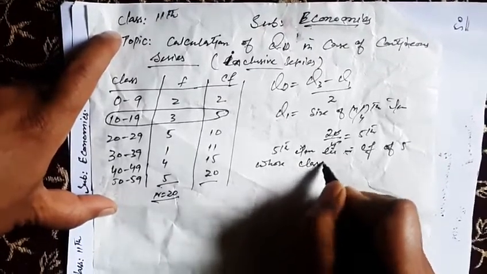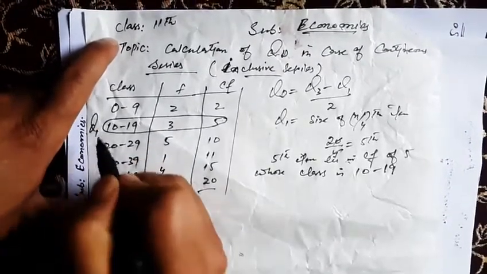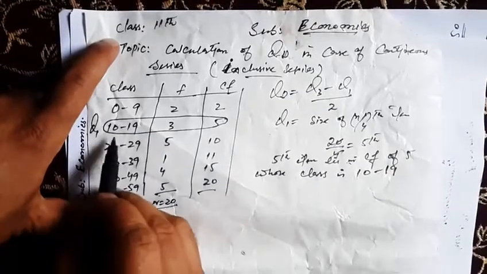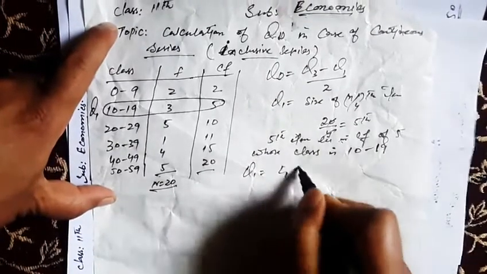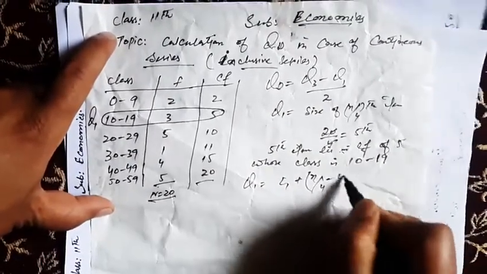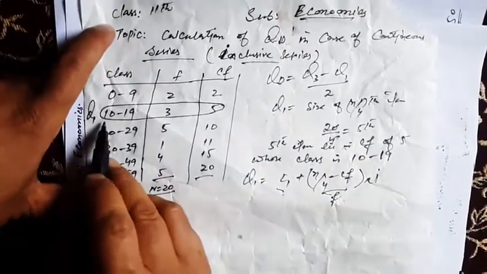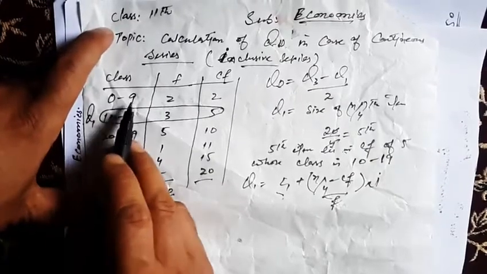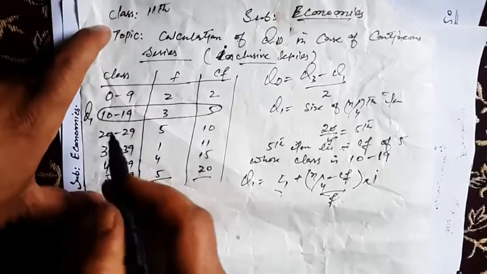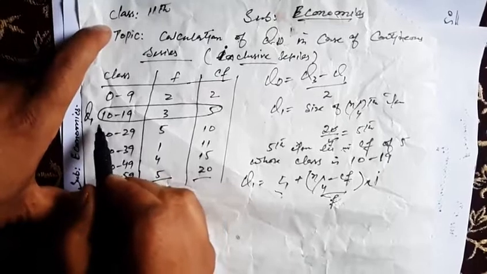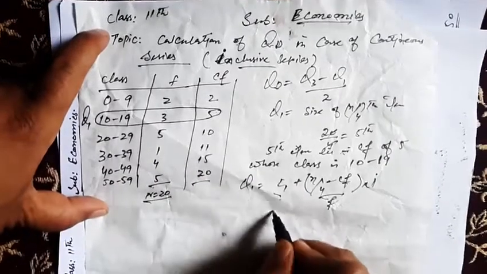Whose class is 10 to 19. So 10 to 19 is our Q1 class. So we have to find out the Q1 in this class. The formula for calculating Q1 is L1 plus N by 4 minus CF divided by F into I. L1 is the lower limit of the class, which is 10. As you already know, when one point is missing, we subtract 0.5 from the lower limit and add 0.5 to the upper limit. So this is 10 minus 0.5 equal to 9.5.